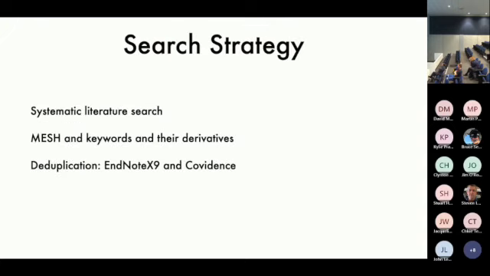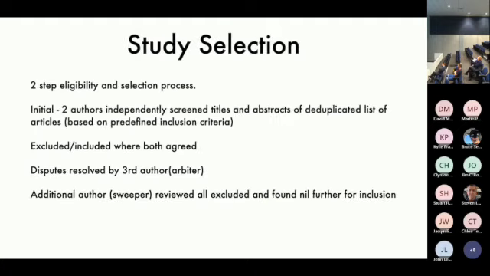translation. We used a classic kind of systematic literature search, used MeSH terms, keywords and derivatives, and we deduplicated papers that we found using EndNote and Covidence. So we didn't end up with duplications. So then we end up with a lot of potential papers, and we use a two-step eligibility and selection process.